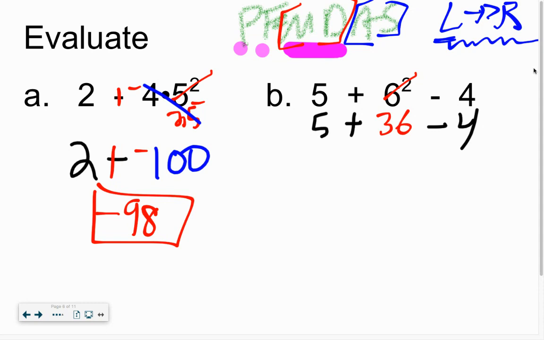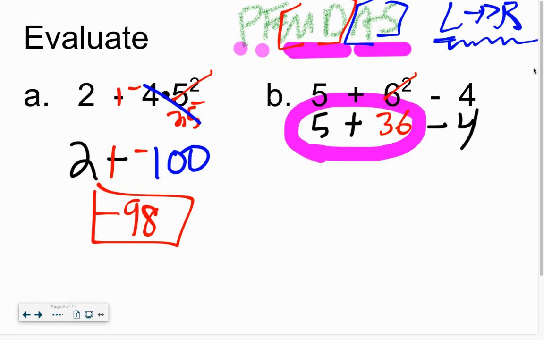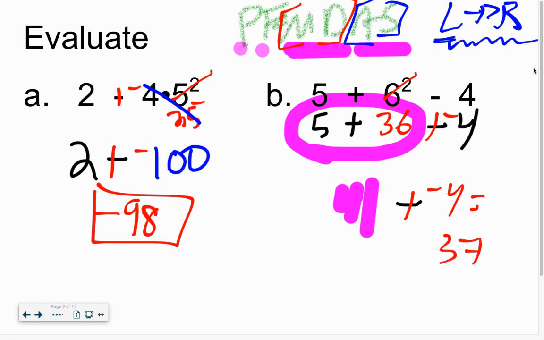There is no multiplication or division. So now I'm going to work on addition and subtraction, but I'm just going to start on the left and work my way to the right. So I do these guys first. Gives us a total of 41. And please note, whether you have switched this to adding the opposite or you have left it as minus 4, whatever it is, 41 minus 4, 41 plus a negative 4 gives you a positive 37.